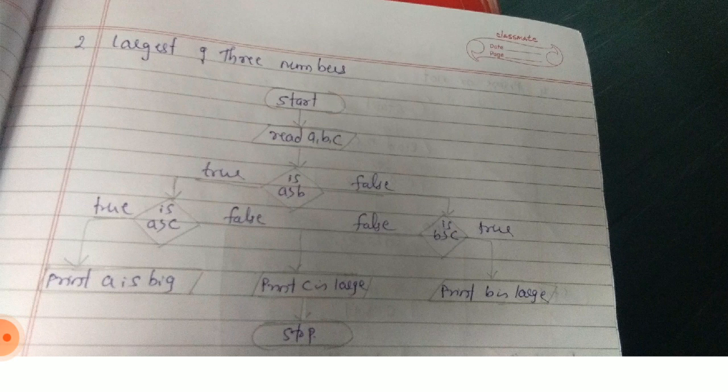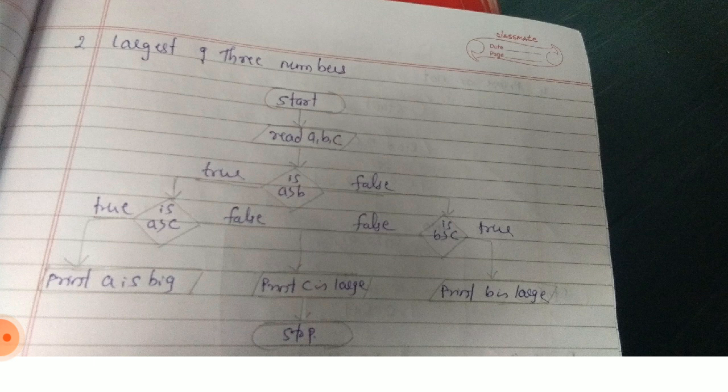So this is the third example. Third example is largest of three numbers. In largest of three numbers, the same thing we are doing here also. First start, read A, B, C, because we are comparing three numbers. So read A, B, C.